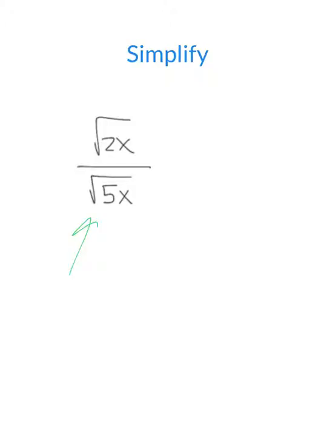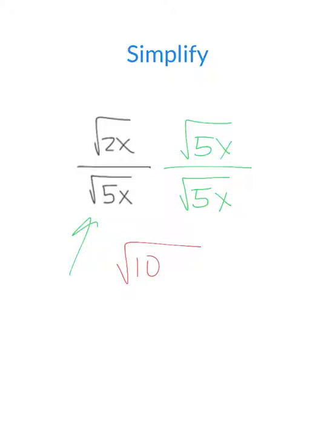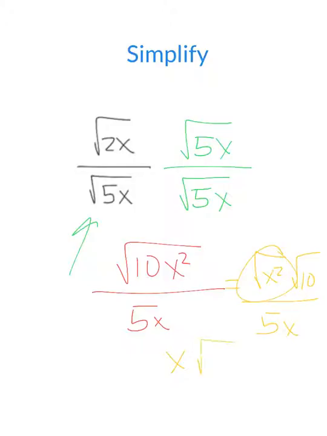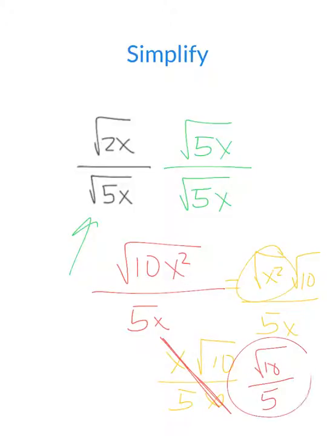To undo a single radical in the denominator, we are going to multiply by that radical, the top and the bottom. So our new numerator, 2 times 5 is 10, x times x is x squared, and on the bottom the radicals undo each other. Now here we're going to simplify the top just a little bit because there's a perfect square there. So the square root of x squared is just x, root 10 over 5x. So the x over the x would reduce, so we'd get root 10 over 5.